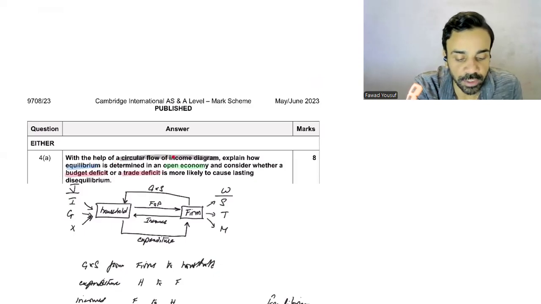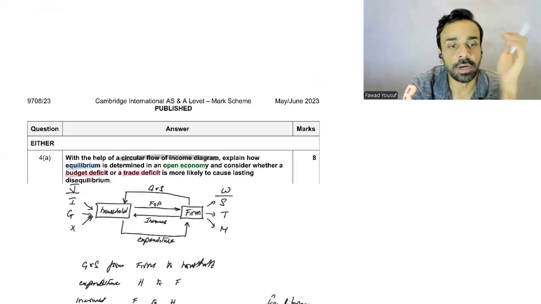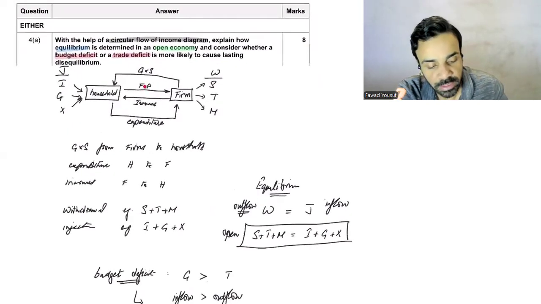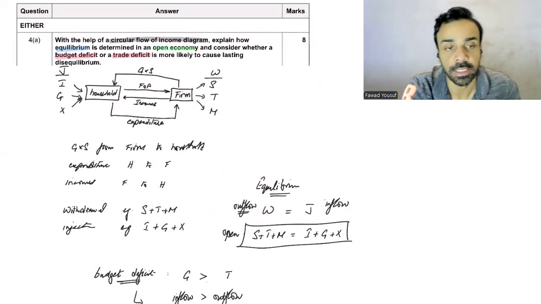With the help of a circular flow of income diagram, explain how equilibrium is determined in an open economy. So therefore, everything that I was explaining up until this moment, equilibrium, I felt was the knowledge and understanding, 3 marks. I did my definitions and finally equilibrium, right?